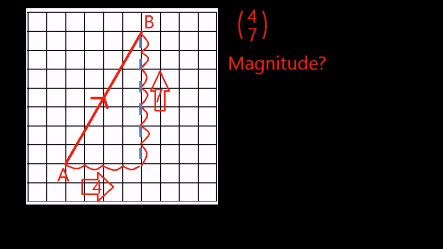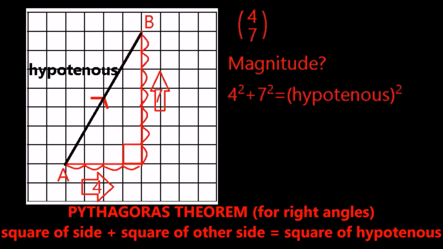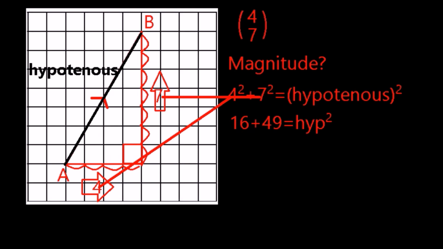Notice that if we draw 2 lines we get a right triangle, and the magnitude, or length from A to B, is the hypotenuse of this triangle. Now you can easily work it out by using the Pythagoras theorem. We know the length of the 2 sides, 4 and 7 squares, as we previously found, so now we can easily work the hypotenuse out.